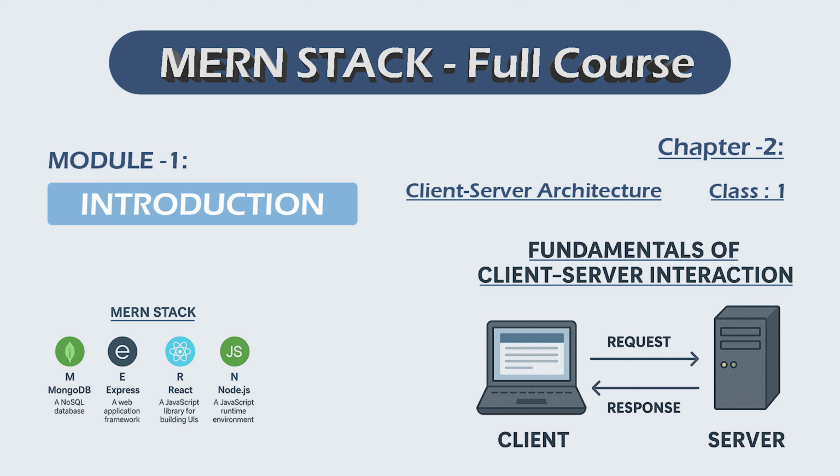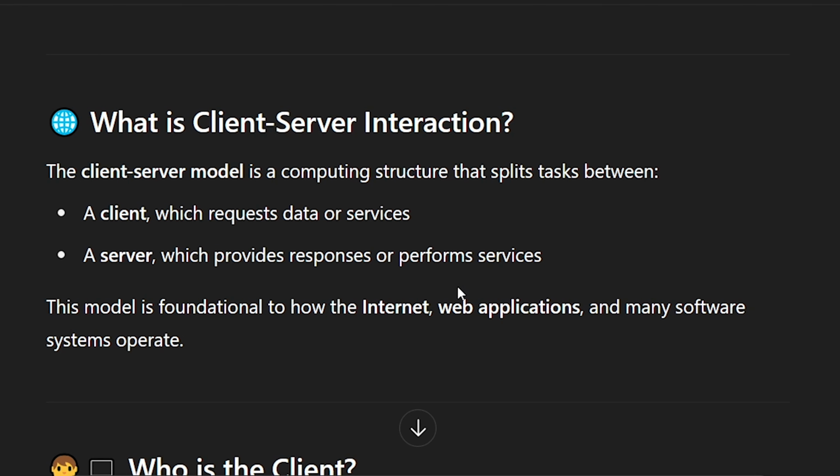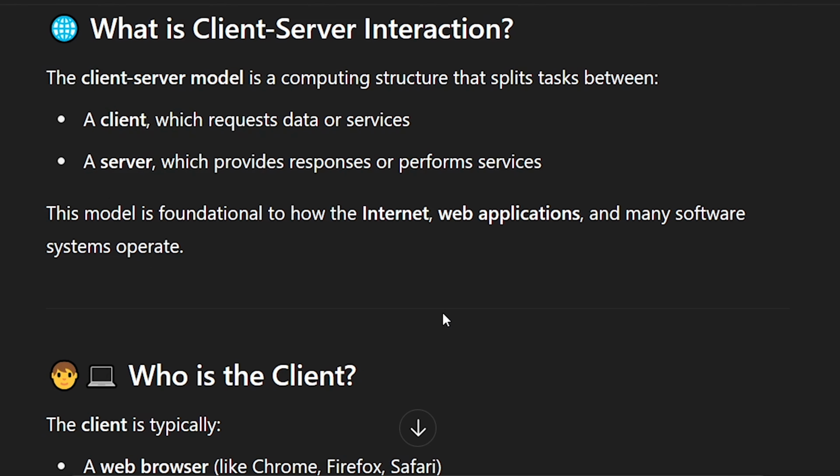Here's a detailed explanation of the fundamentals of client and server interaction, one of the core concepts in web and network communication. What is client-server interaction? The client-server model is a computing structure that splits tasks between a client, which requests data or services, and a server, which provides responses or performs services. This model is foundational to how the internet, web applications, and many software systems operate.